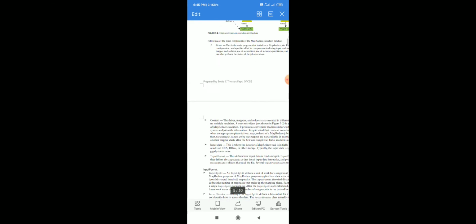So this is all about this topic, MapReduce execution pipeline.